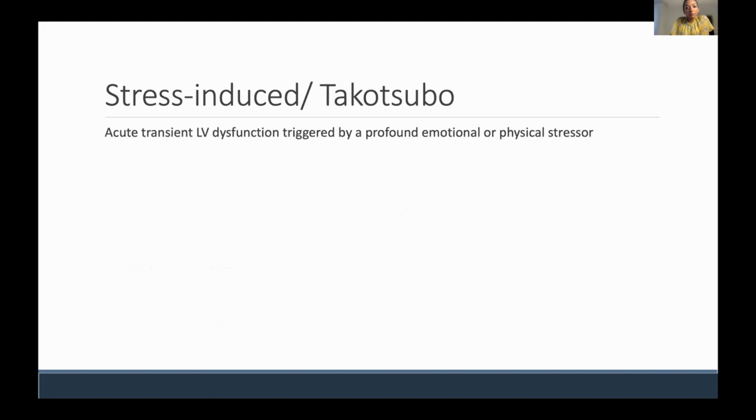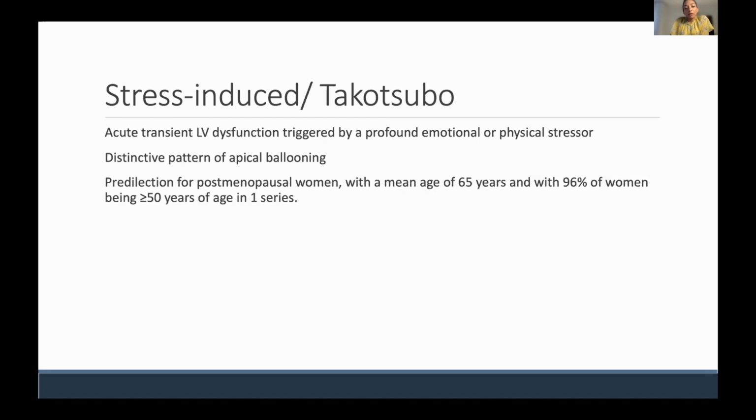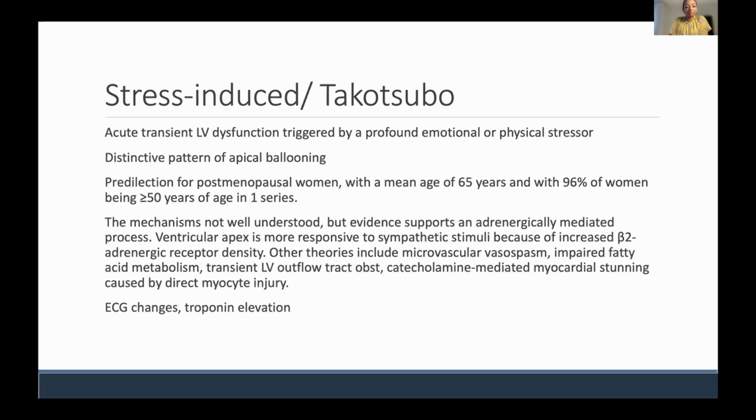Stress-induced or Takotsubo is again something that's infrequently seen, but I'm sure all of you have come across at least one case of this. It's an acute transient LV dysfunction triggered by profound emotional or physical stressors. It is associated with the distinctive pattern of apical ballooning, though a reverse Takotsubo cardiomyopathy pattern can also be seen, where there is preserved function of the apex but reduced function at the bases. There's a predilection in postmenopausal women, and 96% of cases are women who are more than 50.